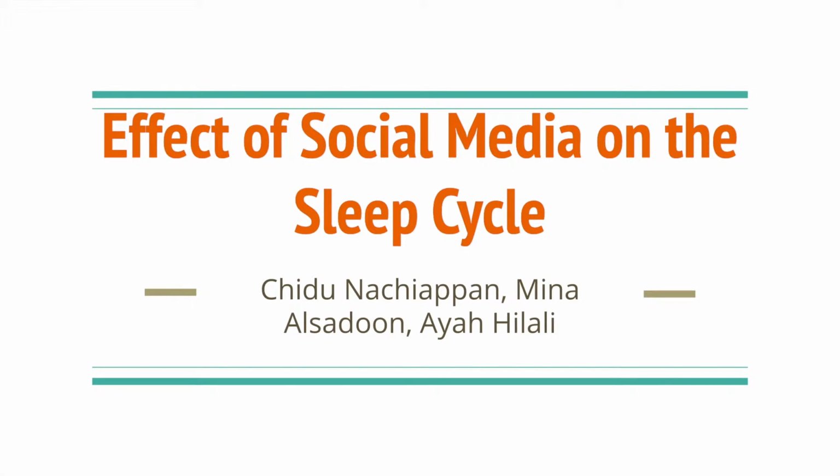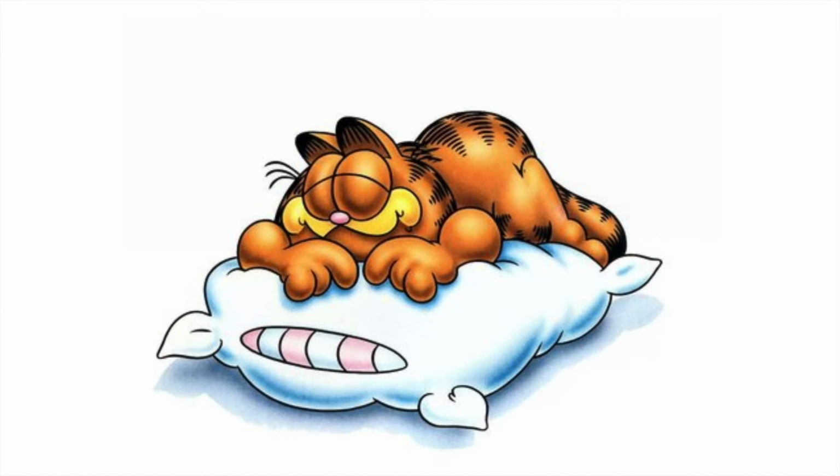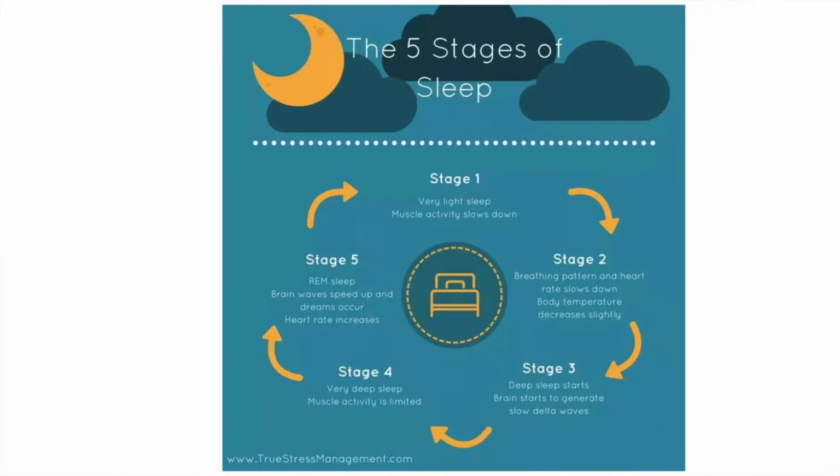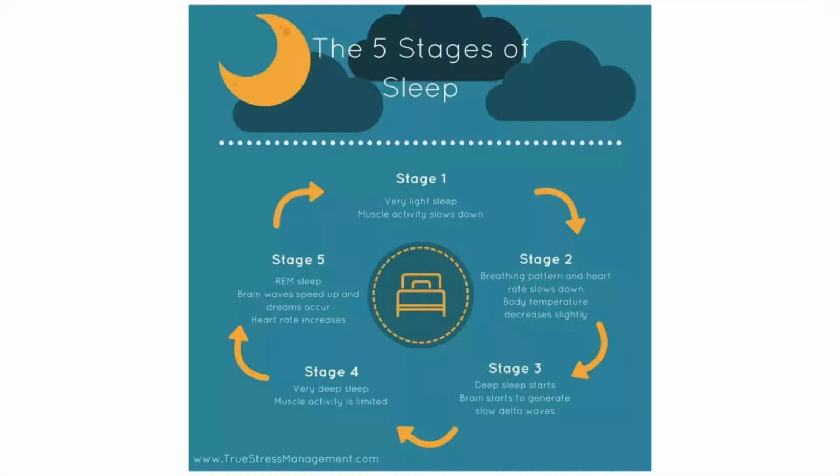Today we will be talking about the effects of social media on sleep cycle. Sleep is something we do every day. There are two main broad types of sleep: REM, or rapid eye movement, and NREM, or non-rapid eye movement.